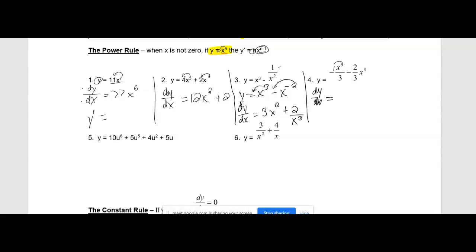So if I do 9 times a negative 1/3, that should give me negative 3. The 9 reduces with the 3, and then our new power should be an 8. So negative 3x to the 8. 3 times your 2/3 should just give us the 2, so minus 2, and then x squared. All right.